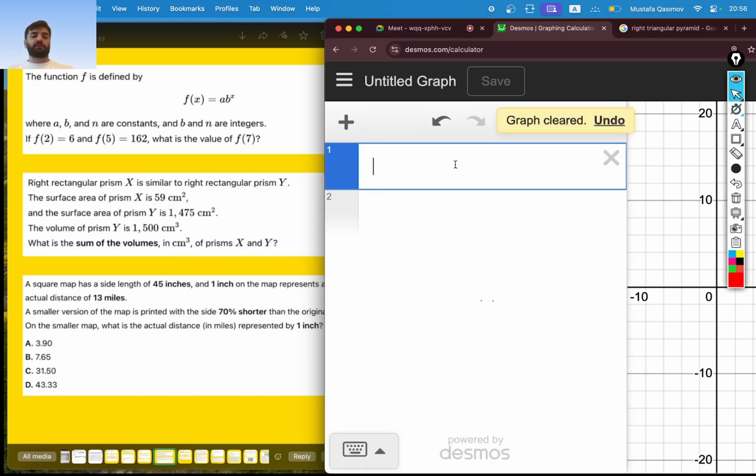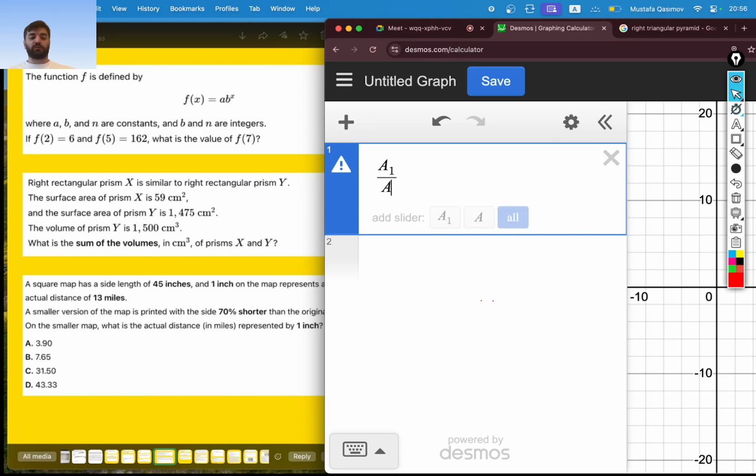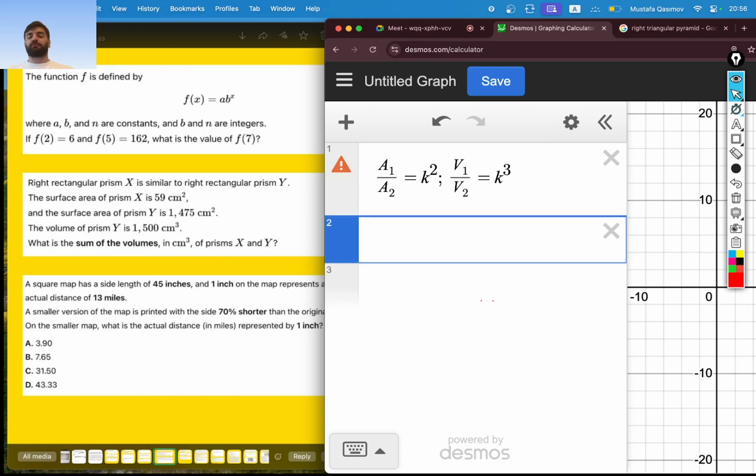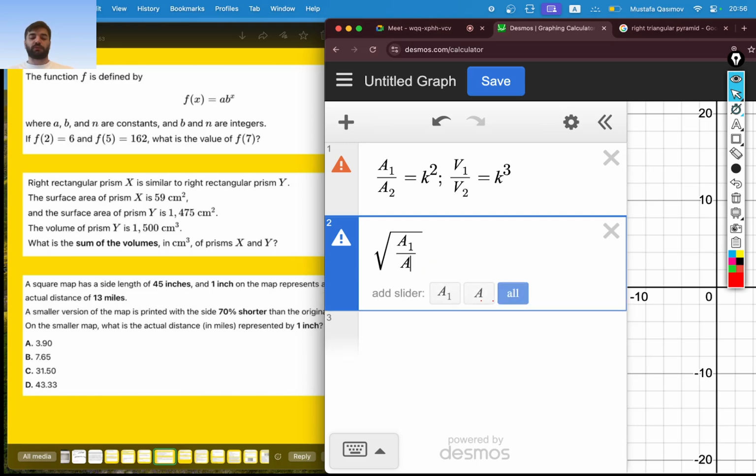Right rectangular prism X is similar to right rectangular prism Y. For similarity, we can write it like this. A1 over A2 is equal to k squared. And V1 over V2 is equal to k cubed. And from here, we must find k from each of them. For the first one, it will be square root of A1 over A2 is equal to cube root of V1 over V2.